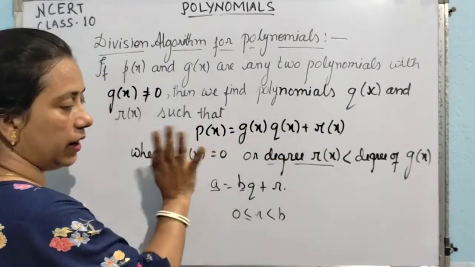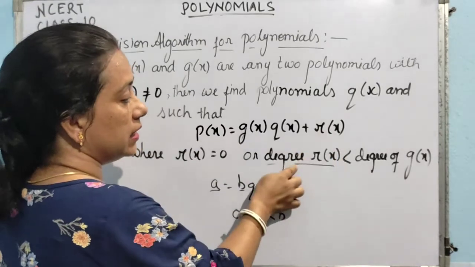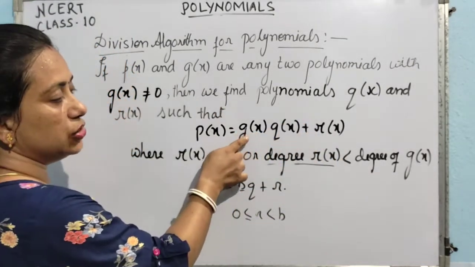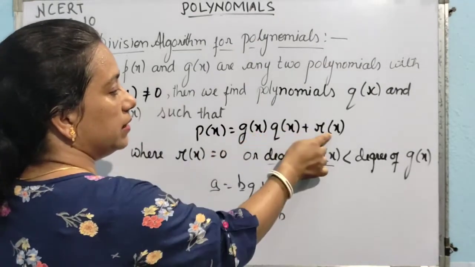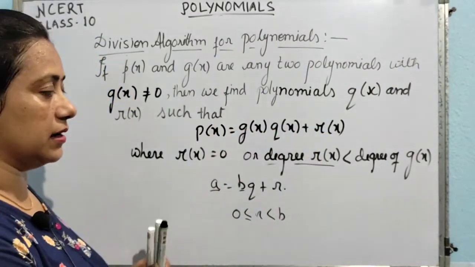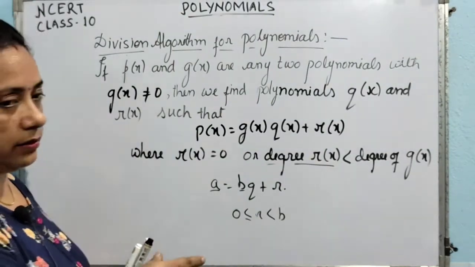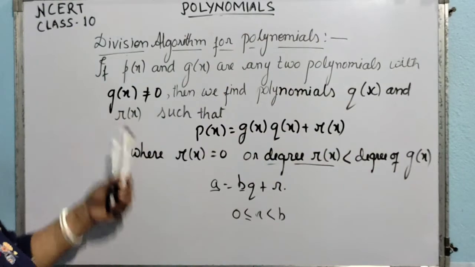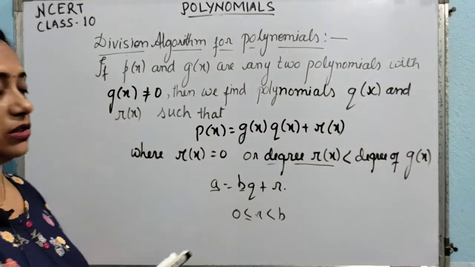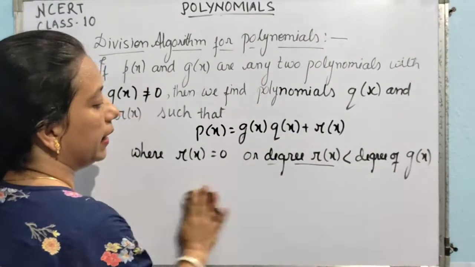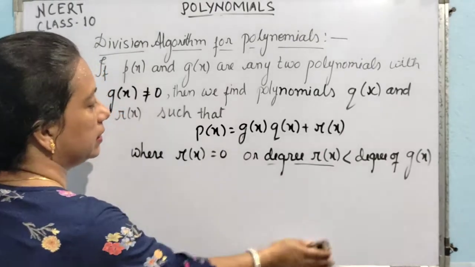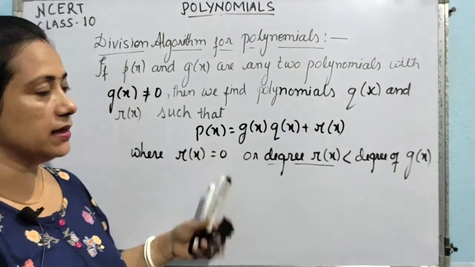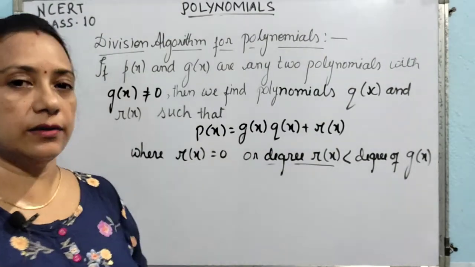In case of 0 we have discussed, and the next case is that the degree of r of x has to be less than the degree of g of x, because if the same degree is there, it can be further divided. It will be clear by doing some sums also. So don't feel that it is too hard or very difficult. You have already applied this thing in class 9 also. Now we are going to apply this in exercise 2.3.